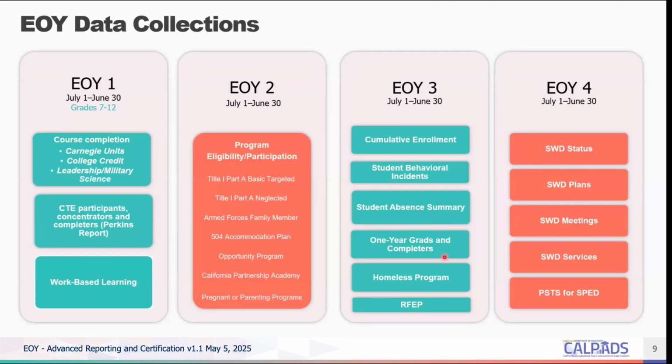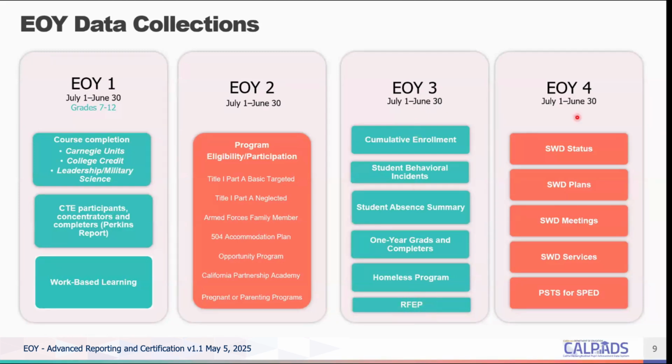And your homeless program is also certified through EOY 3, although the homeless program comes to CalPAS through your SPRG file, right? So you may submit that together with your other programs, but homeless gets certified through EOY 3. And if you had any RFEPs this year, those will also get certified in end of year 3.